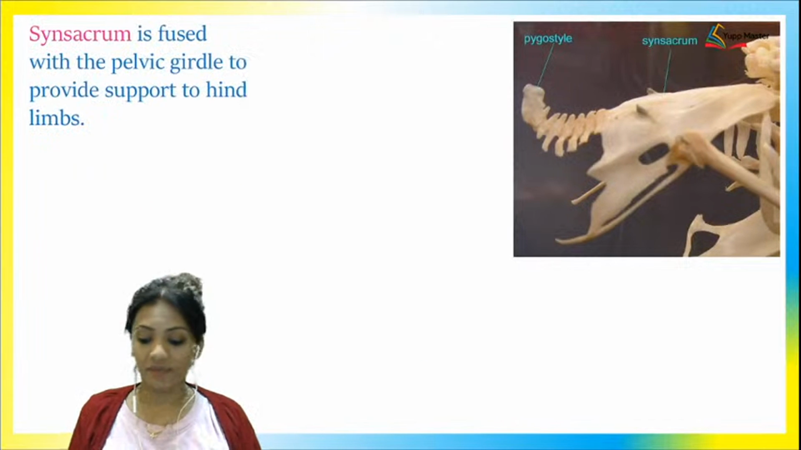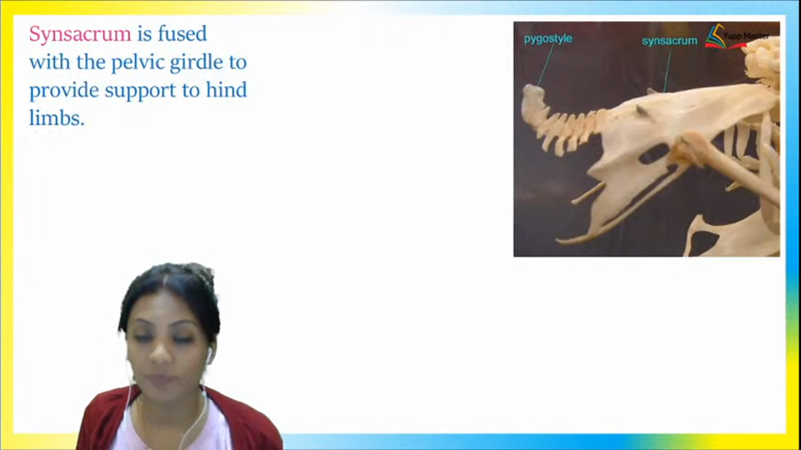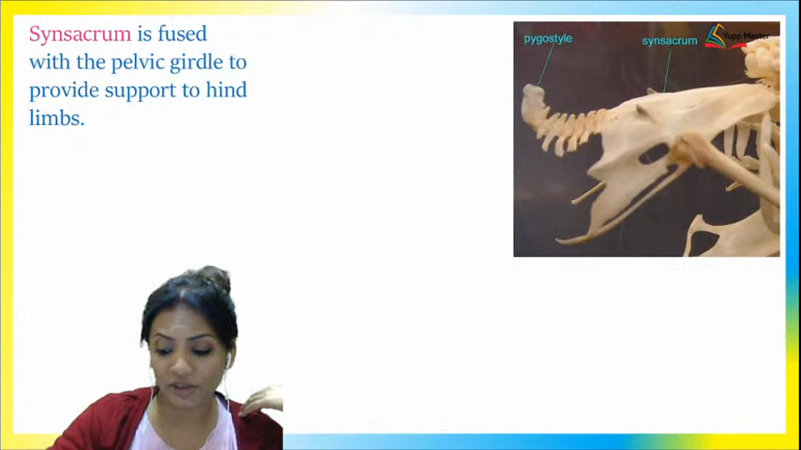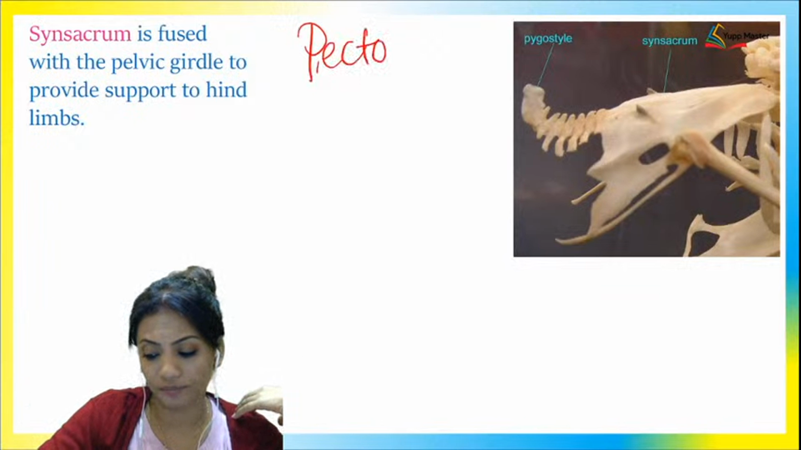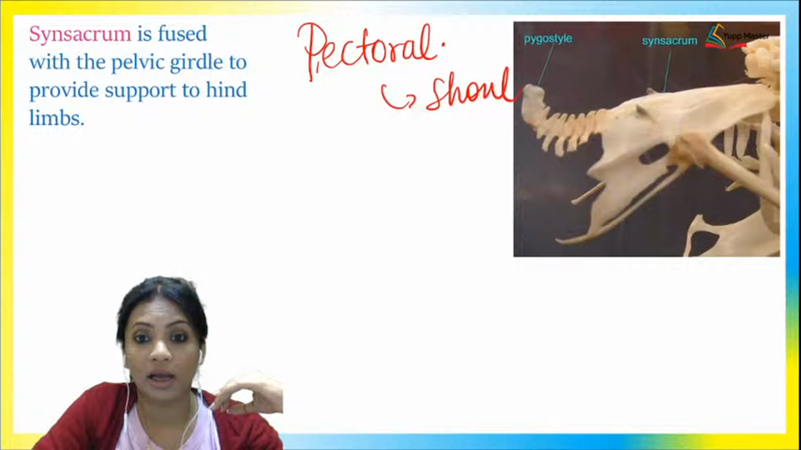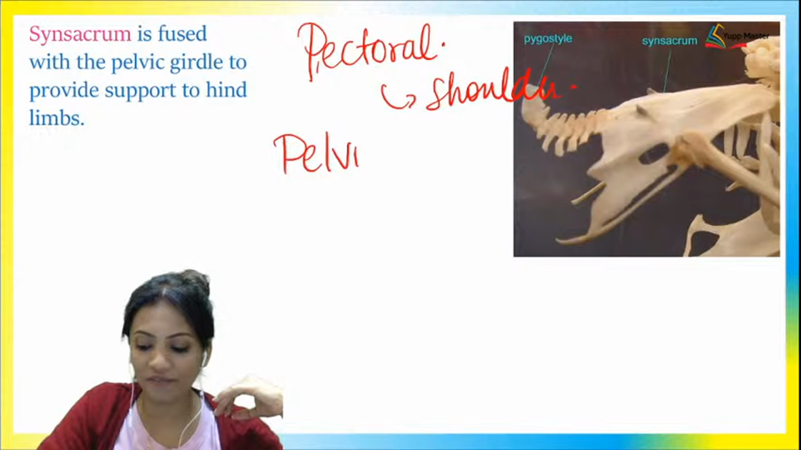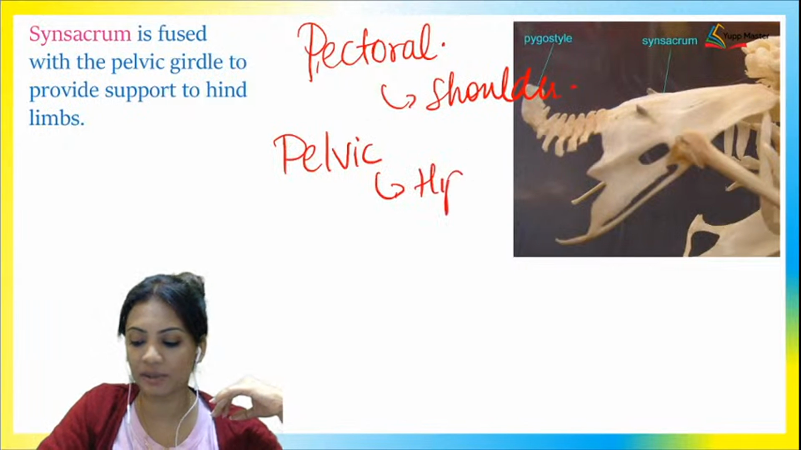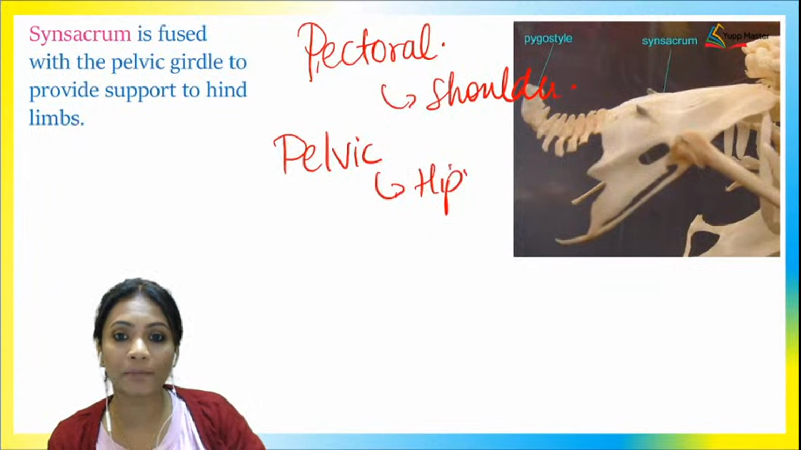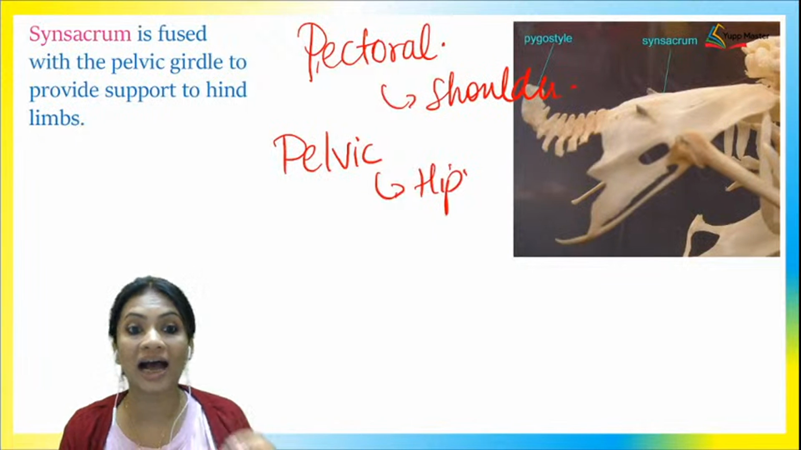Then we also see that the synsacrum is going to be fused with the pelvic girdle. What is the pelvic girdle? Near the hip region. So there is one more girdle which you can call the pectoral girdle, which means at the shoulder region. And when we talk about the hip region, you are going to be using the word pelvic girdle. So the synsacrum is actually fused with the pelvic girdle, and that too why? In order to provide support to the hind limbs.